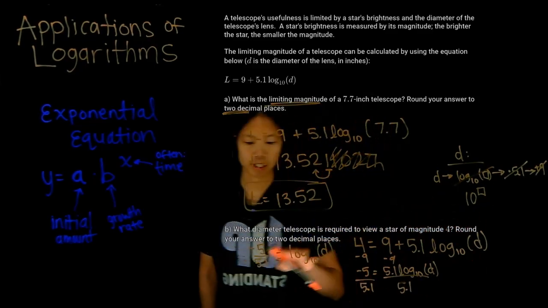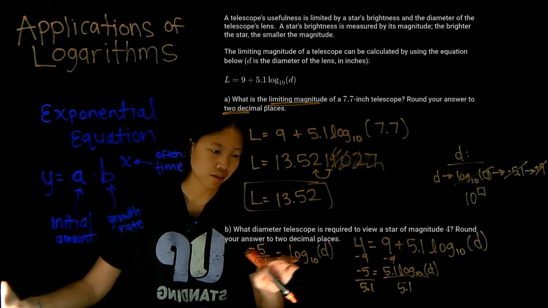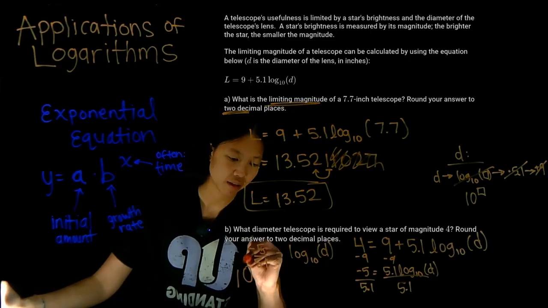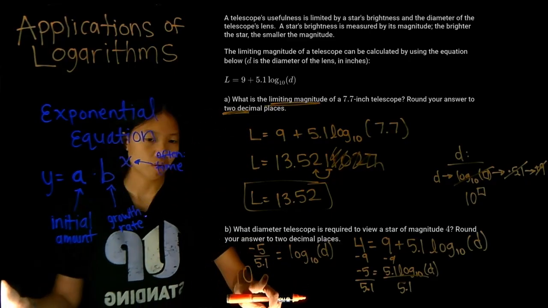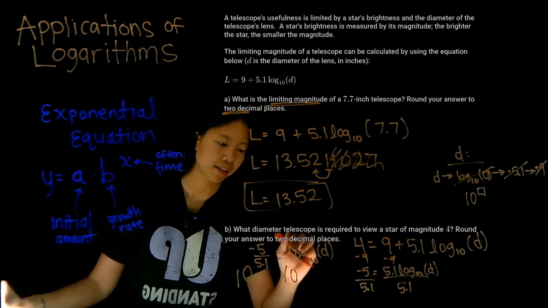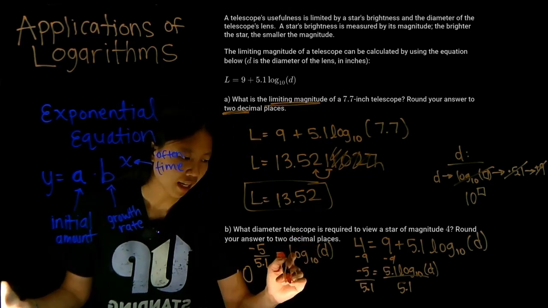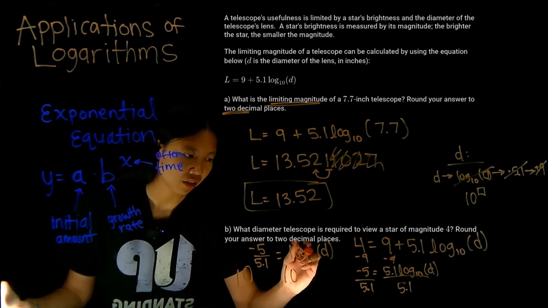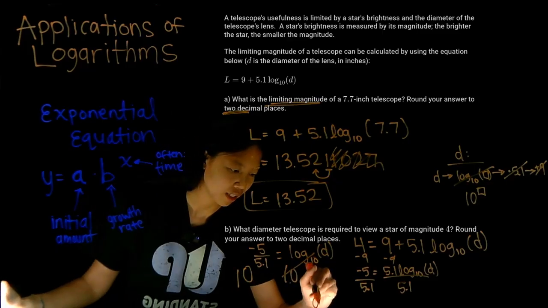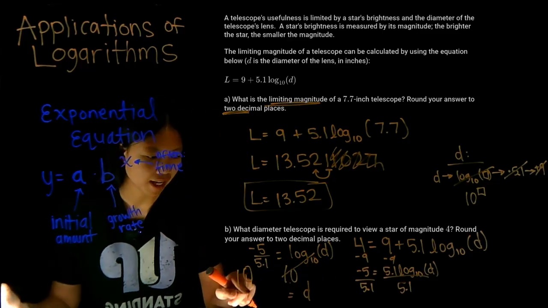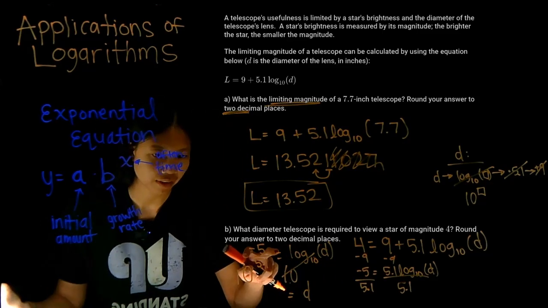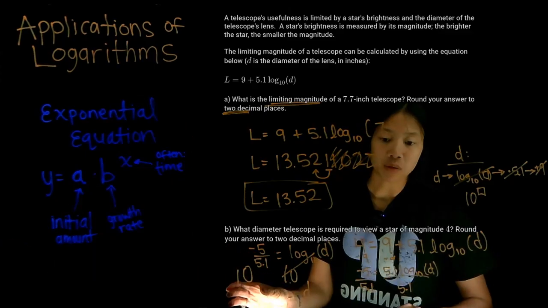So I'm going to raise both sides where these are now the exponents. So now I have 10 raised to the negative 5 over 5.1 and 10 raised to the log base 10 of d. 10 raised to the log base 10 of d is just d. So I'm left with just d equals, and then I need to do 10 raised to the negative 5 over 5.1. Let's evaluate this on Desmos.